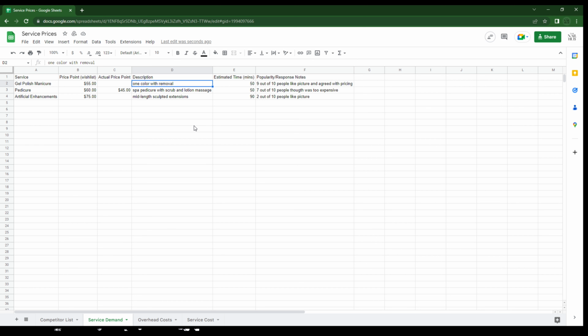You can also glean some of this information from looking at reviews of your competitors. For example, if you see that a competitor that is in your same marketplace is offering a $55 gel polish manicure and all of their Yelp reviews are like, this is way too expensive, there's no way in hell I would pay $55 for a gel polish manicure, yada, yada, yada, then you can also get that kind of information, even just looking at the reviews that your competitors have. Okay, so I'm just going to include a one color application with removal. I'm not going to charge extra for removal if I'm charging $55.